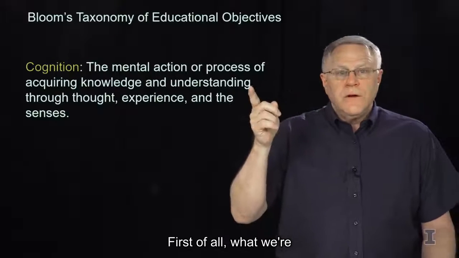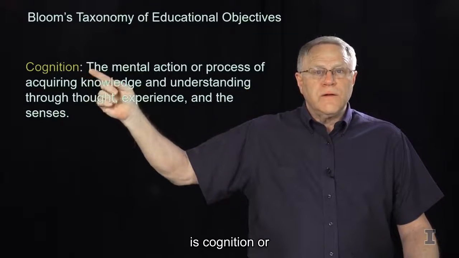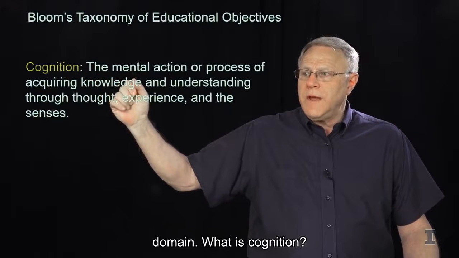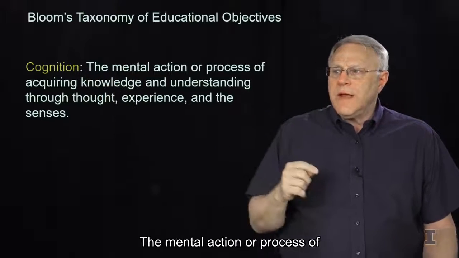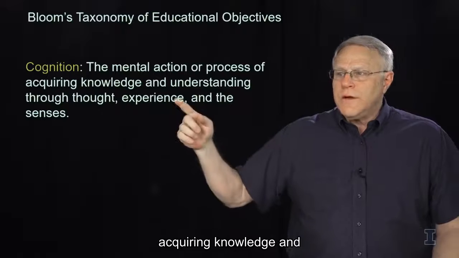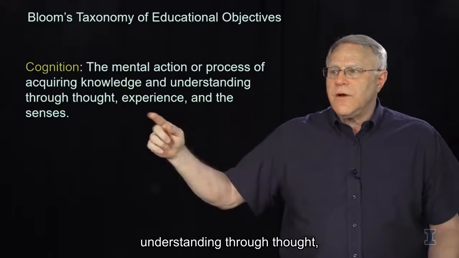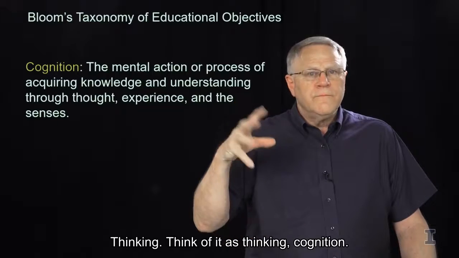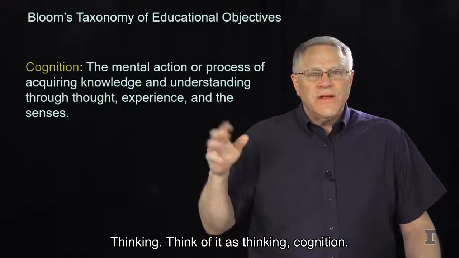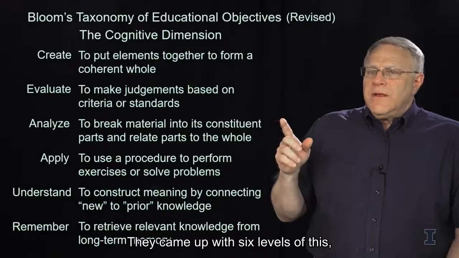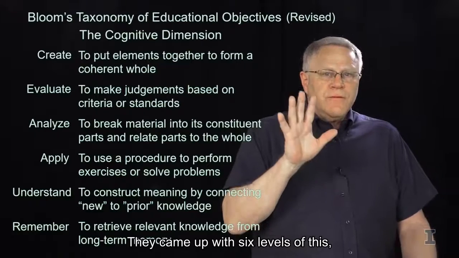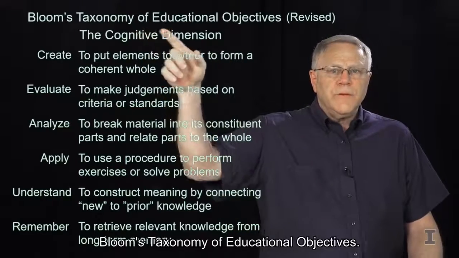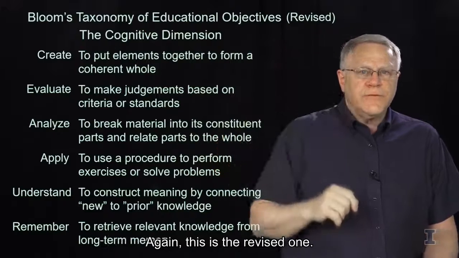First of all, what we're going to be talking about is cognition, or what they call the cognitive domain. What is cognition? It's the mental action or process of acquiring knowledge and understanding through thought, experience, and the senses. Think of it as thinking, cognition. They came up with 6 levels of this, what has become known as Bloom's Taxonomy of Educational Objectives. Again, this is the revised one.